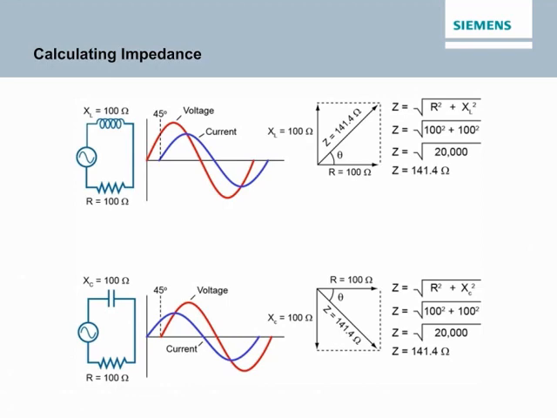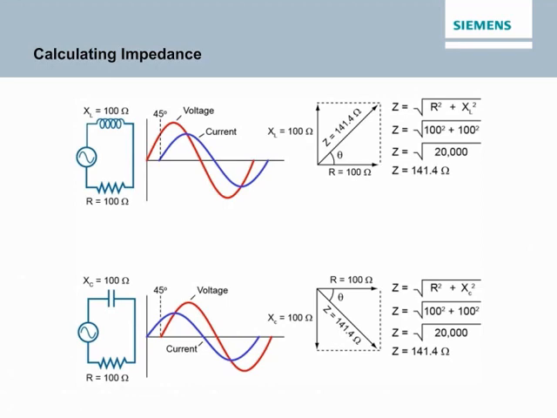The accompanying graphic shows two circuits with equal values of resistance and reactance. The upper circuit has inductive reactance and resistance, and the lower circuit has capacitive reactance and resistance. The magnitude of the impedance vectors is determined by taking the square root of the sum of the squares of the reactance and resistance vectors.